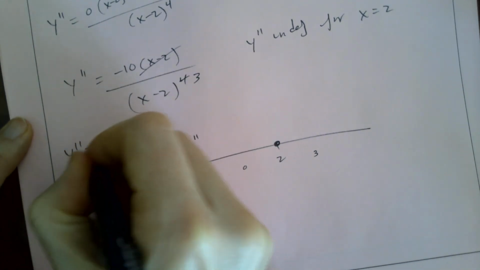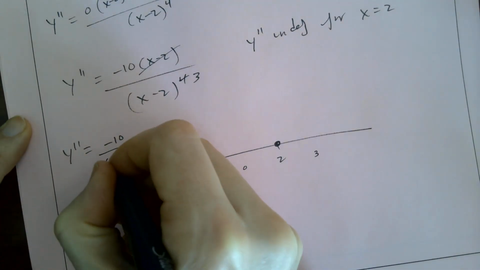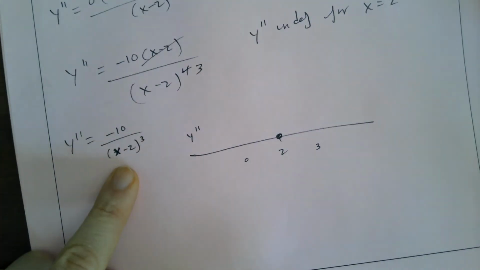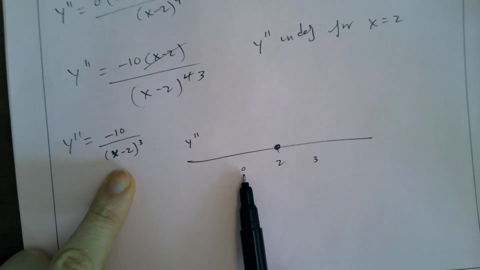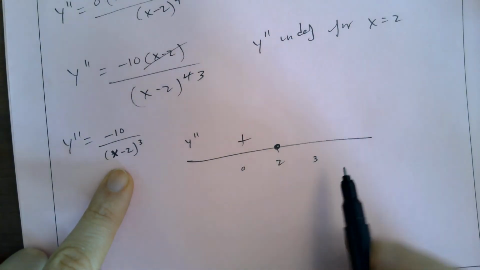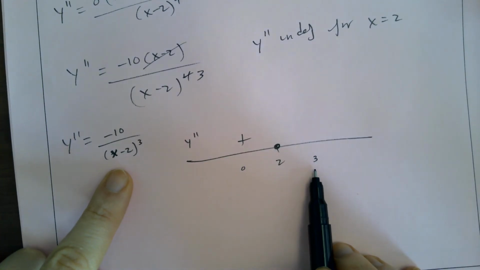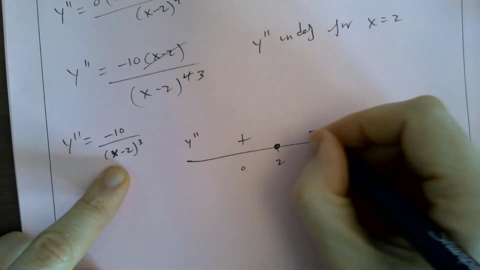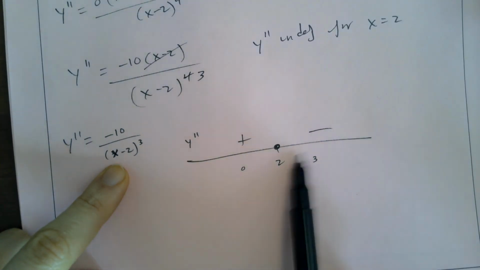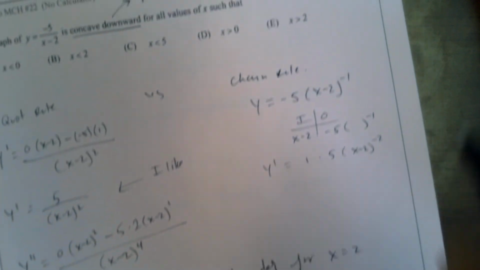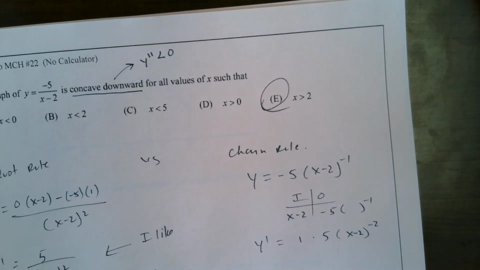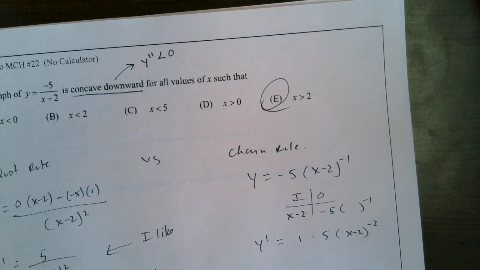Okay, so y double prime is negative 10 over x minus 2 to the third. If we plug in 0, we get a negative over a negative, that's a positive. If we plug in 3, we get a negative over a positive, which is a negative. Okay, so concave down from 2 to infinity. So for all x greater than 2.